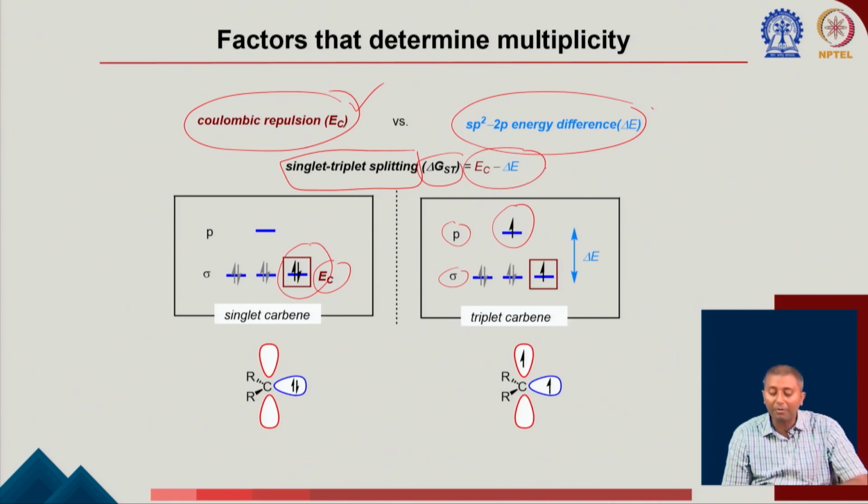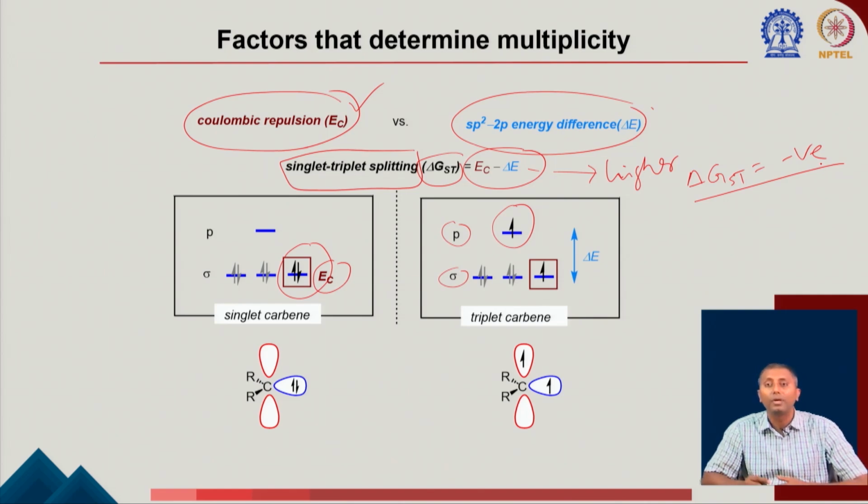So what we are finding is that, depending on the delta E value, if your delta E values become higher and higher, what is going to happen? If it is higher, then slowly the delta GST will be negative, okay. So this value will be negative.